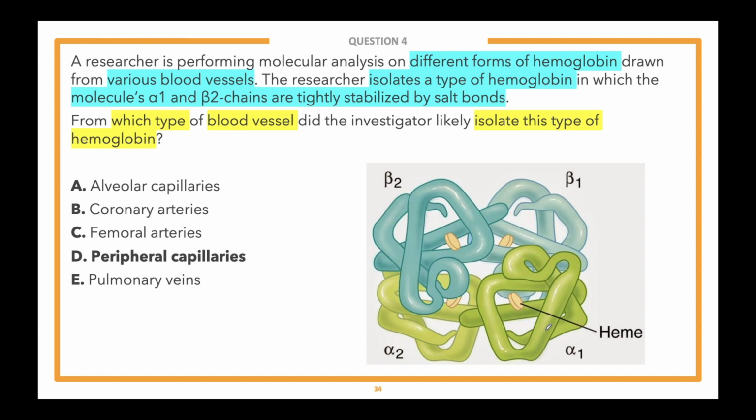So hopefully you are able to see that, knowing respiratory physiology and hemoglobin binding, this is the best answer. But also, if you didn't know that, you hopefully could have picked up that peripheral capillaries are the only one there that's a low oxygen environment. The other ones are all high oxygen environments.